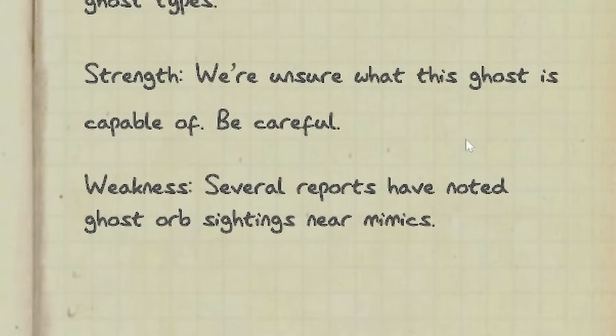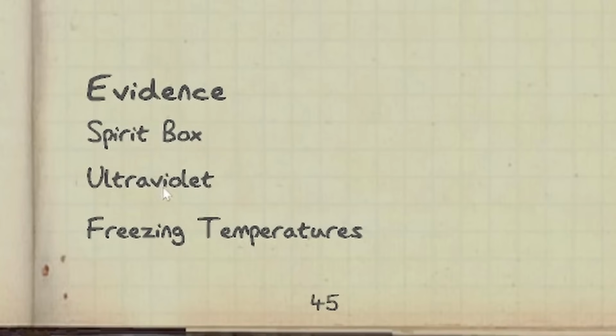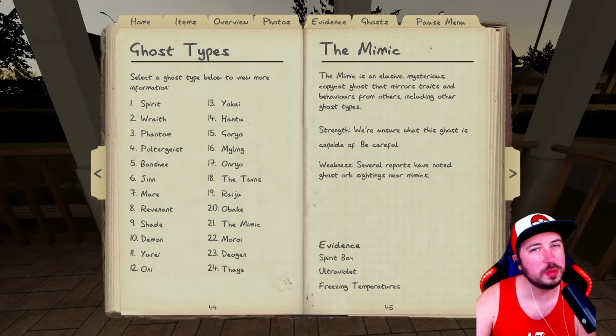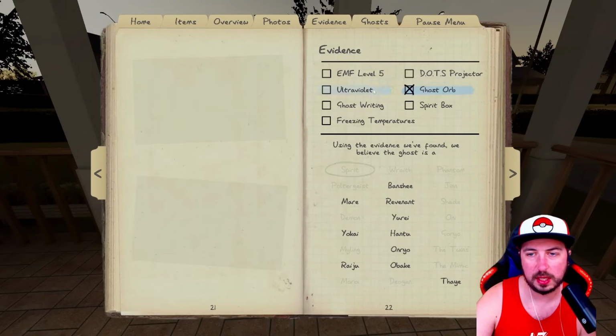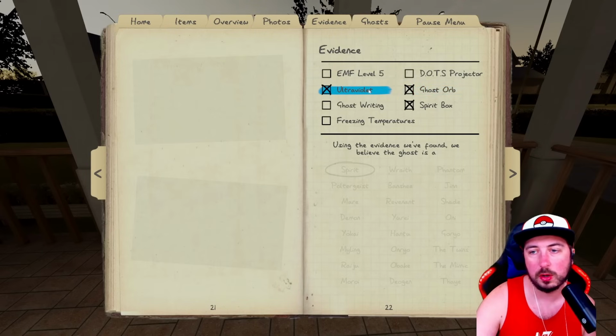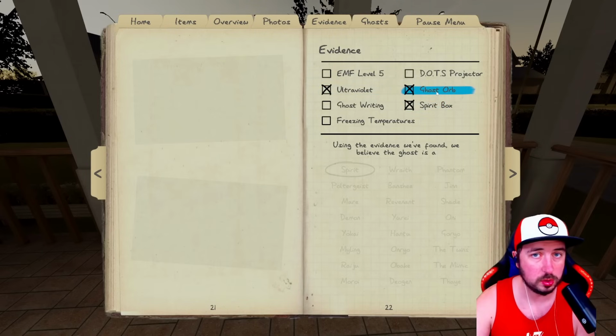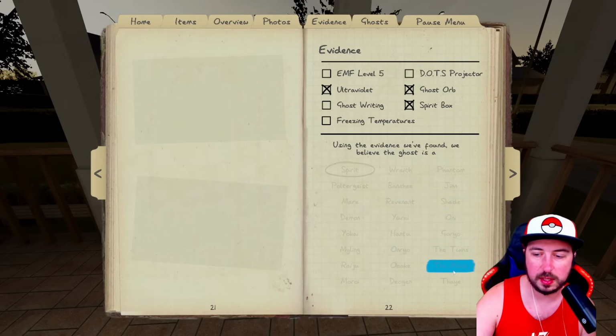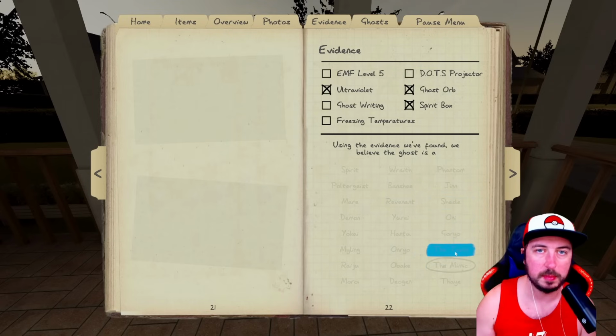What this means is mimics will always have ghost orbs, but as you see here, it's not a part of their evidence. So this means you will actually have 4 evidences. There's actually one combination that you can get. I think, is it this? Yeah, if you actually get this combination right here, UV, spirit box, and ghost orbs, none of the ghosts can have that combination, so you would know it would be a mimic right away.